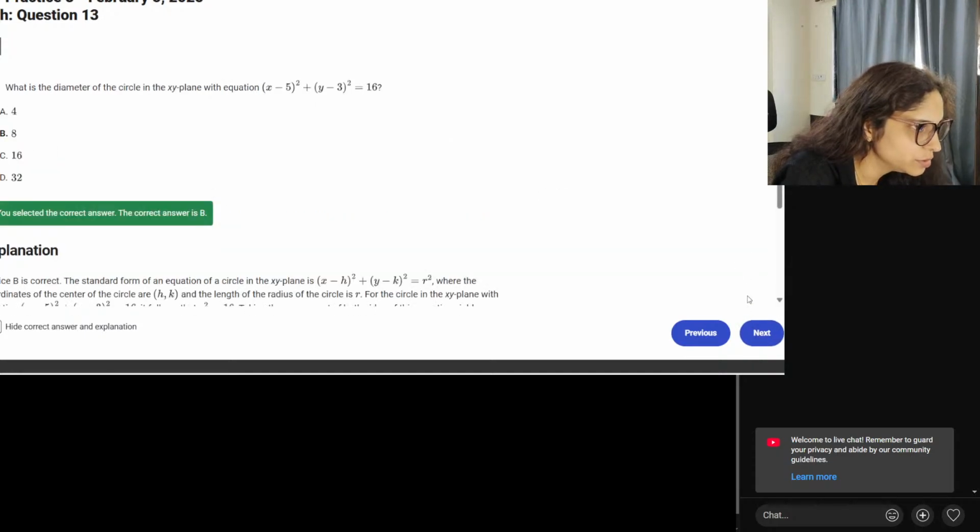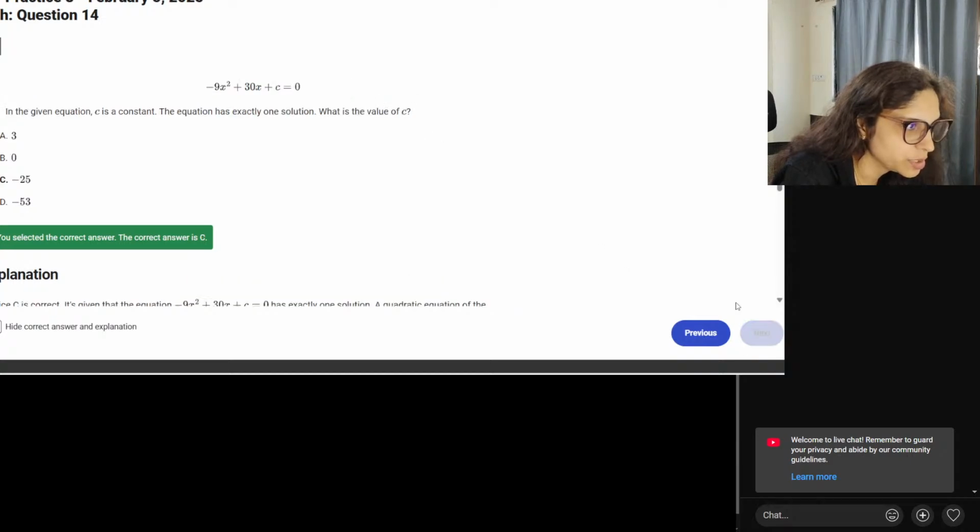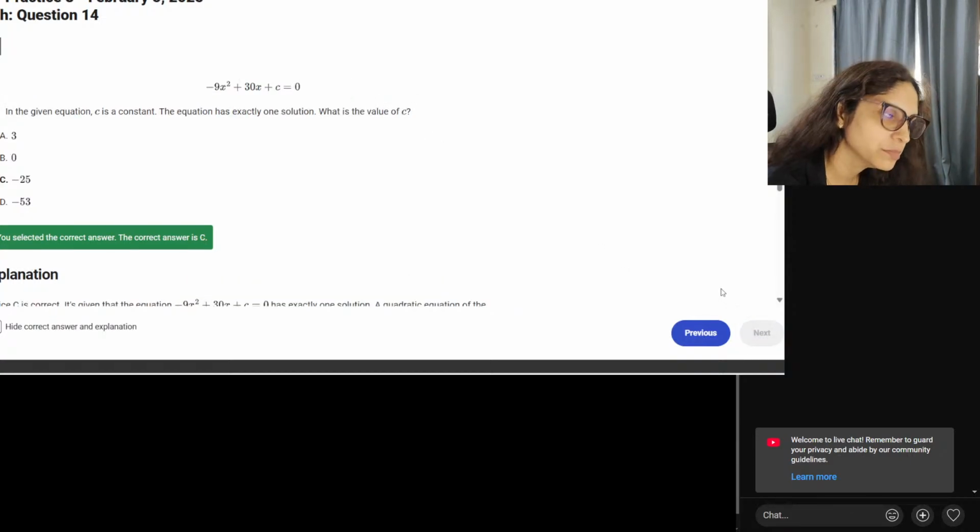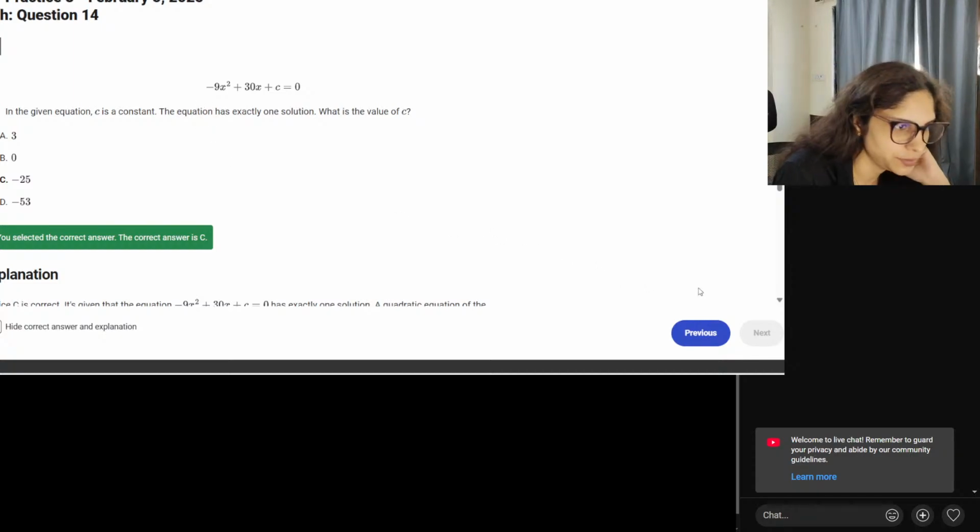I just told you how to do this. This one also, radius is 4, so diameter is going to be 8. This also I told you numerically how you can do it. B square minus 4AC should be 0, because different values of C are given to you, so you can check the options also. You can use the slider method as well.